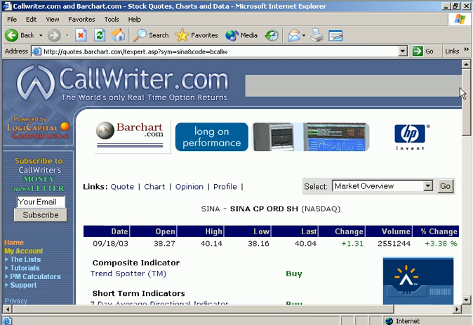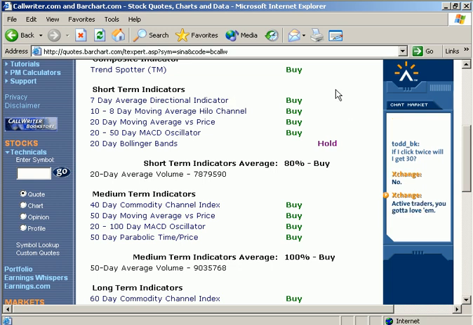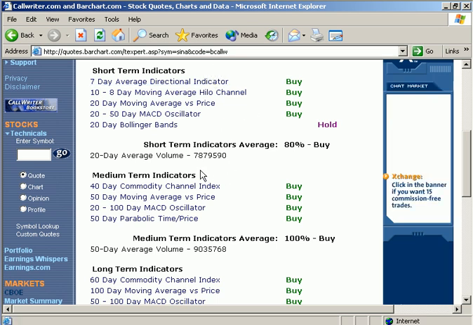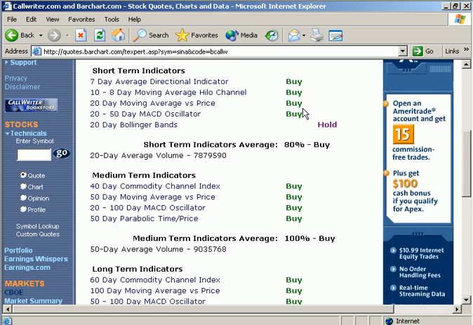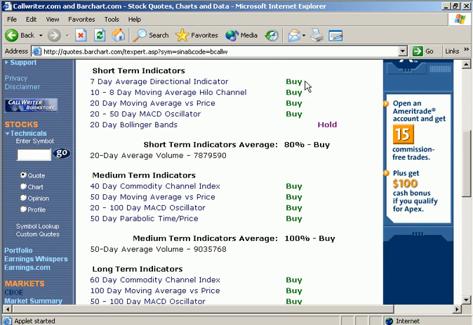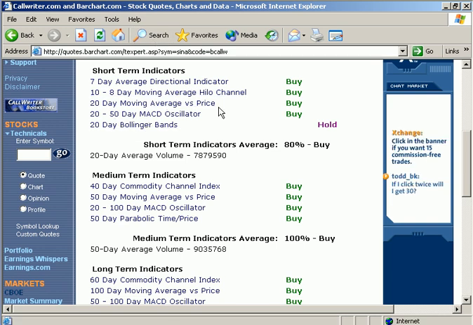Once we do that, we'll be able to read the technical indicators on this particular stock without knowing how to read them. What you're looking at here are short-term indicators, medium-term indicators, and long-term indicators. Each indicator is going to be a score: a buy, a hold, or a sell. If you see a buy, that means the indicator is bullish. If you see a hold, that means the indicator is neutral. If you see a sell, that means the indicator is bearish. As an option trader, we're strictly looking at the short-term indicators because we're only going to hold this for a couple of days.